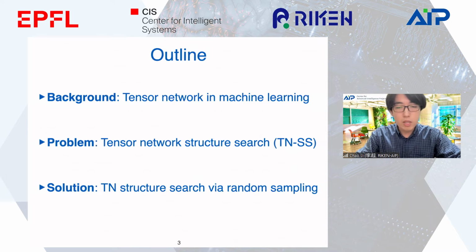Well, in this presentation, I will first give a brief overview about tensor networks and its application in machine learning. And then we will talk about the targeted problem in this presentation, the problem of tensor network structure search. And at the end, we will give our solutions to this problem to show how to find the optimal tensor network structure via random sampling.